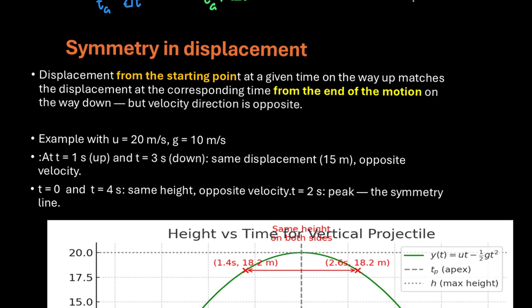So the displacement from the starting point at a given time on the way up matches the displacement at the corresponding time from the end of the motion on the way down. But the velocity direction is opposite. We will discuss that in detail later. If u is 20 meters per second and g is 10 meters per second squared, at t equal to 1 upwards and t equal to 3 downwards, the same displacement of 15 meters is observed, with, of course, opposite velocity.